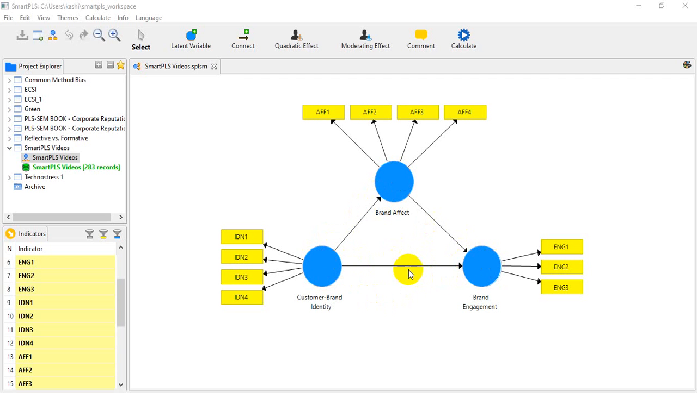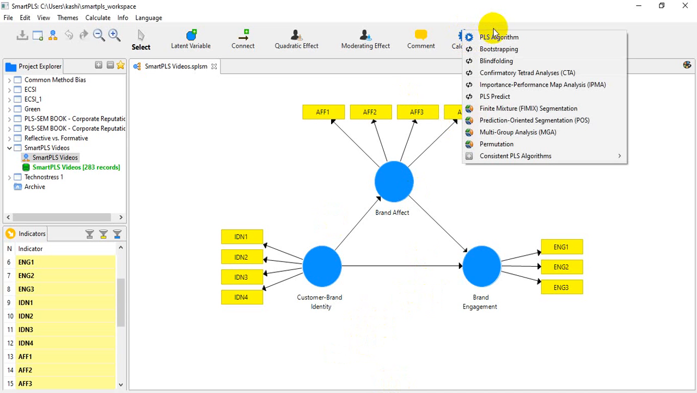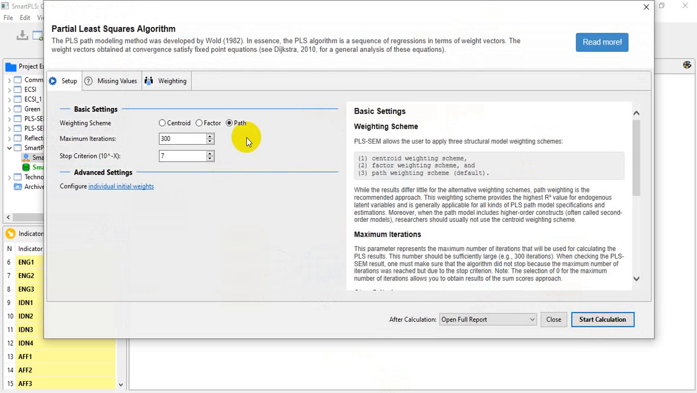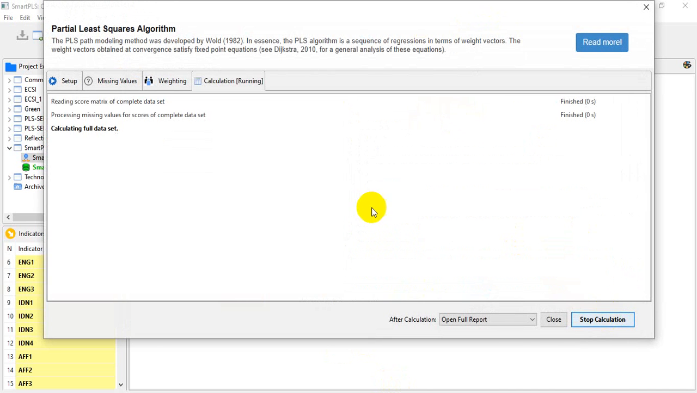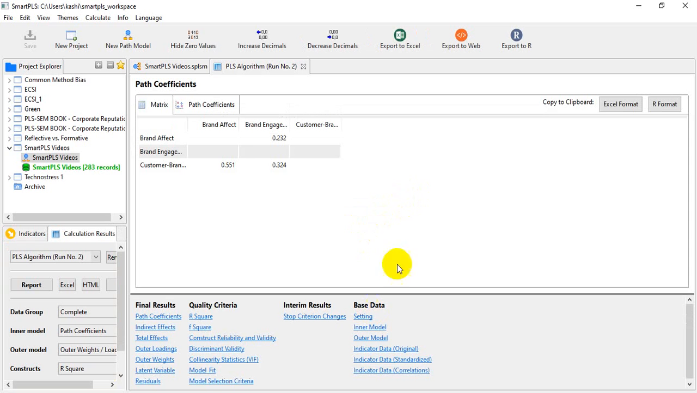Even though here we have taken a direct path as well, what we'll be actually testing here is the mediating effect of brand effect on the relationship between customer brand identity and brand engagement. So first things first, before we do the mediation test, we need to do our measurement analysis. We need to check our measurement model. So for this we go to PLS algorithm, okay, and we run it.